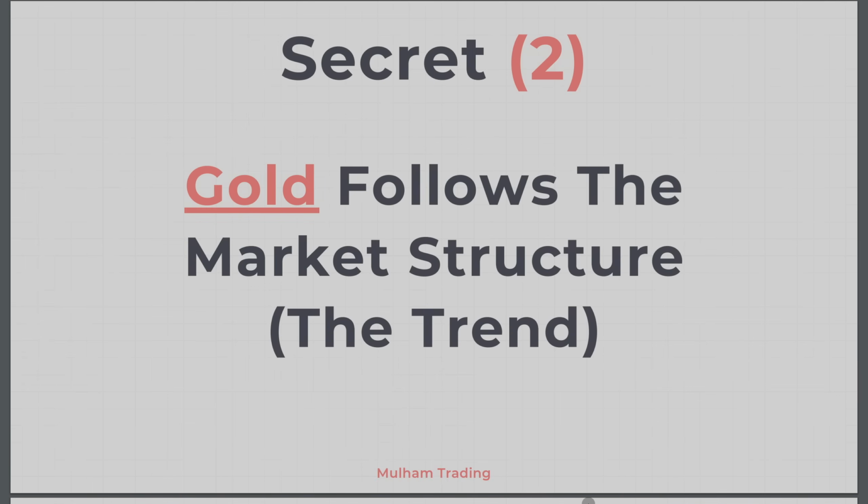Secret number 2, gold follows the market structure more than any of the pairs I know. And when I talk about market structure, I'm talking about the trend. It actually shows us what the trend is. Now, market structure can be full of traps, but in gold, it has fewer traps, especially for the market structure.